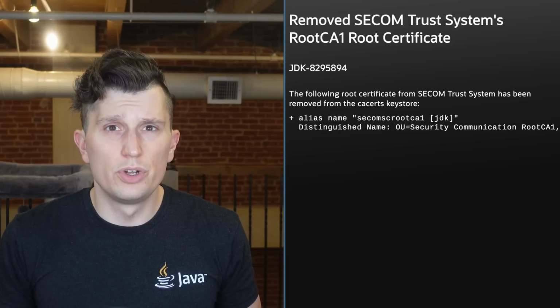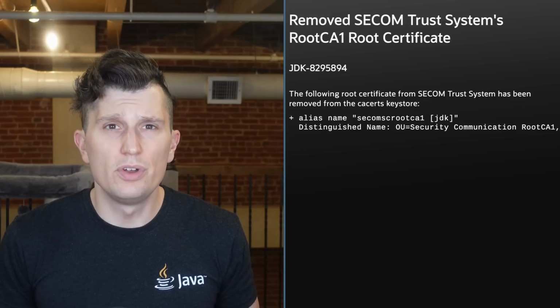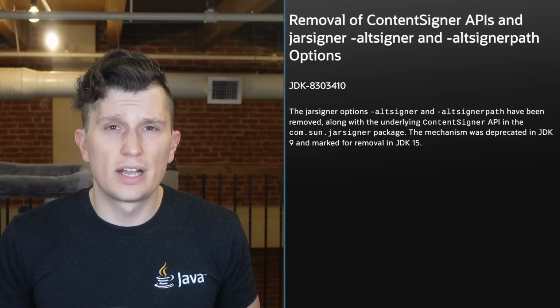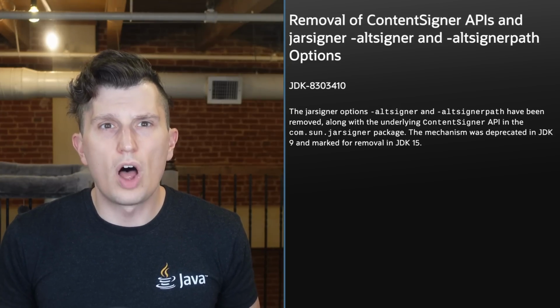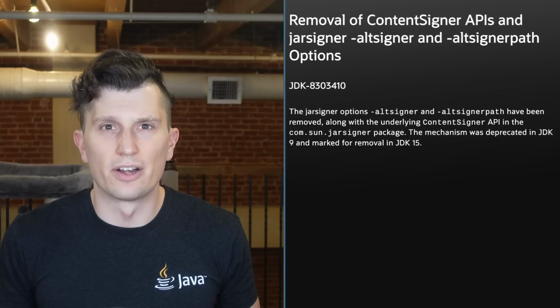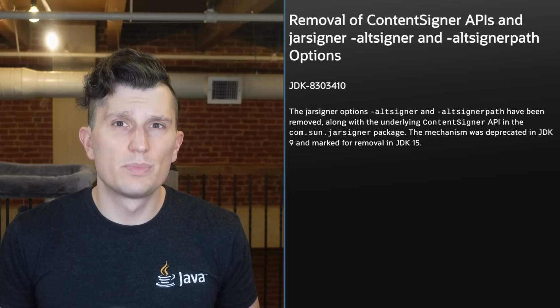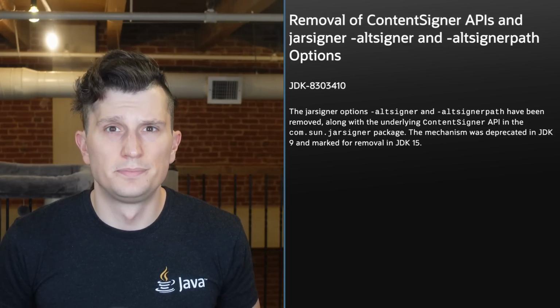The Camerfirma root certificate from the SIGCOMM Trust System has been removed from the cacerts keystore. The jarsigner options -altsigner and -altsignerpath have been removed, along with the underlying ContentSigner API in the com.sun.jarsigner package. The mechanism was deprecated in JDK 9 and marked for removal in JDK 15.